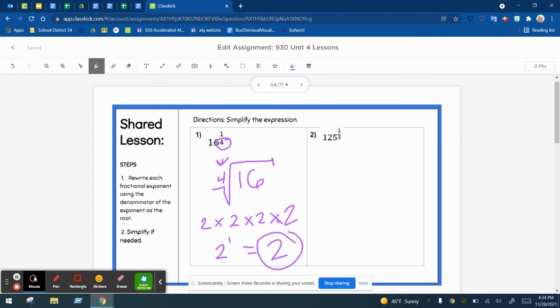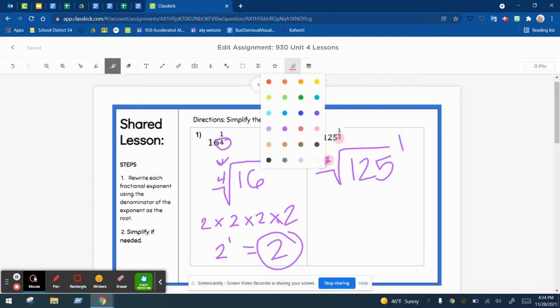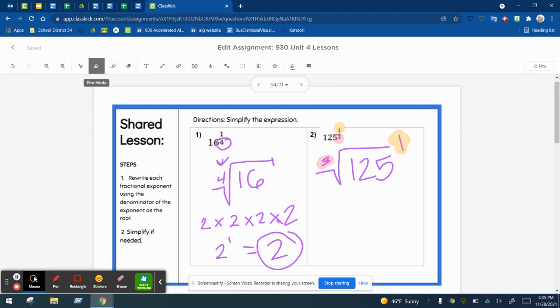So we'll do this with 125 to the power of 1/3. So this becomes the cube root of 125 to the power of 1. So denominator becomes the degree of the root, and numerator becomes the exponent. So the cube root of 125 is going to be 5, because 5 times 5 times 5 equals 125. And 5 to the power of 1 is just 5.